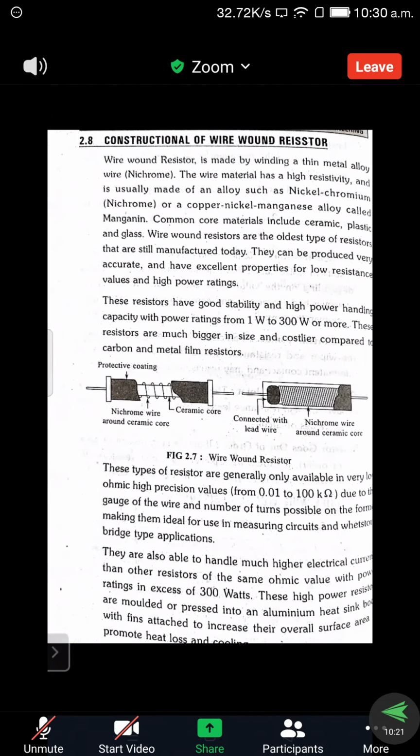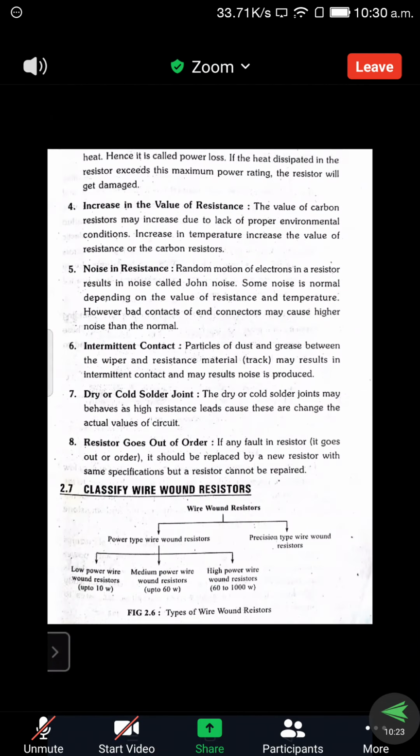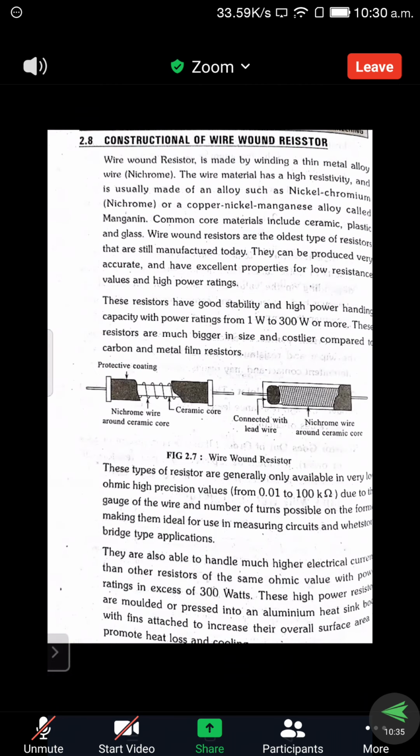So mostly we are selecting the ceramic because it is having the highest temperature coefficient. Means the melting point will be very high as compared with the other insulating materials like wood or rubber or plastic or paper, whatever we are using. So those are having the low temperature coefficient and at the same time they are affected with the moisture. So for example, if water falls on the paper, the insulation property will be lost.